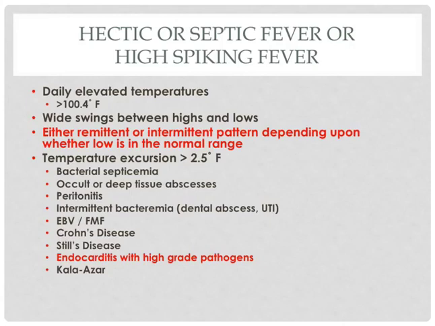Hectic or septic fever, or high spiking fever: they have daily temperatures greater than 100.4. There's a wide swing between highs and lows, and this could be either a remittent pattern or intermittent. Remittent where it does not return to normal, and intermittent where it comes back to normal. So it could be either pattern. It's suggestive of bacteremia, occult deep tissue abscess, peritonitis, dental abscess, EBV, endocarditis, Kala-azar. Still's disease as well. So think about Still's disease if you see such high spiking fevers daily.